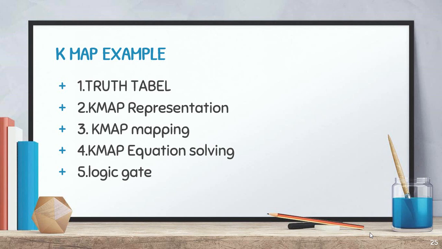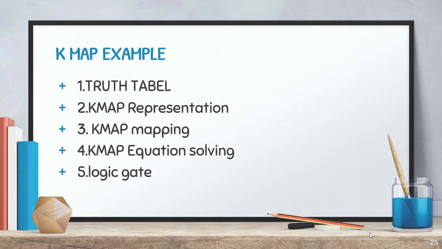Hello everyone, we have seen how a combination of pairs, quads and octets on a K-map can be used to obtain a simplified expression. A pair of ones eliminates one variable, a quad of ones eliminates two variables, and an octet of ones eliminates three variables.